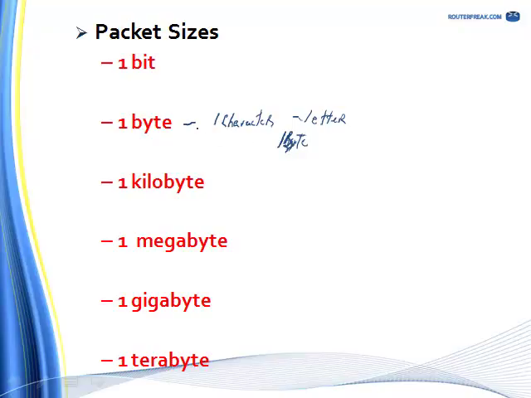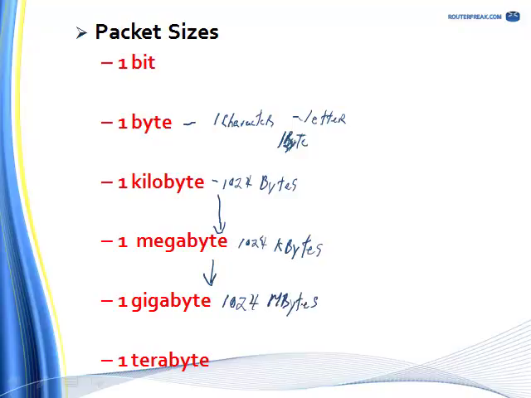So if 1 letter or 1 character is a byte, a kilobyte is 1,024 bytes. And the nice thing as we move up, a megabyte is 1,024 kilobytes. And it keeps going on. A gigabyte is 1,024 megabytes. And a terabyte, of course, is the same, 1,024 also. And you're like, wow, why couldn't we have just rounded that off and made it 1,000? Well, there actually is a reason for it, but for now we'll just consider that 1,000.